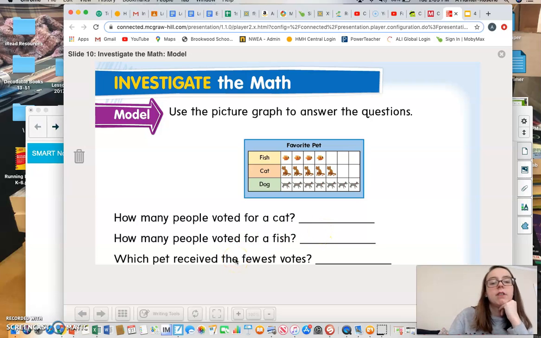Which pet received the fewest votes? You're not going to write what the fewest votes are, you're going to write which pet name. Was it a fish, cat, or a dog? Which one had the least, the fewest? Fish. So you'd write fish right here.